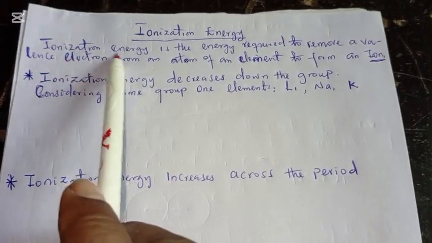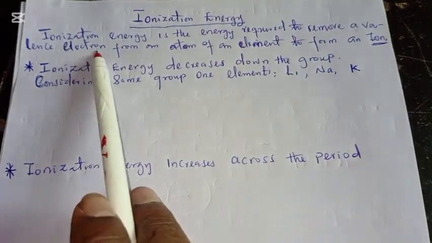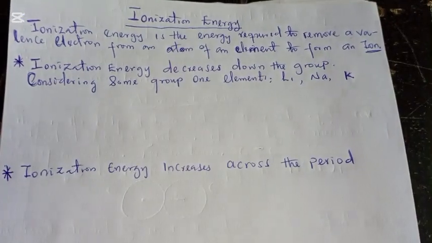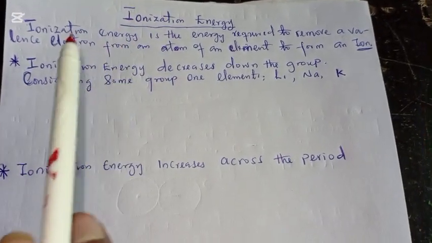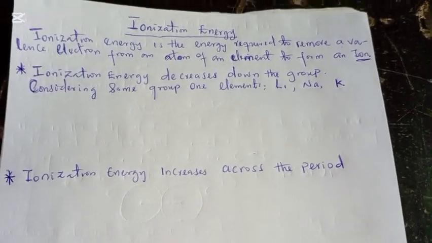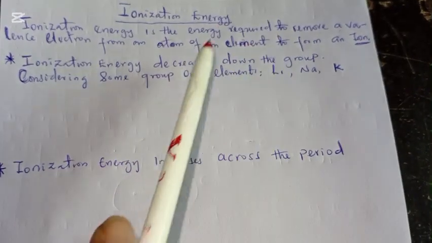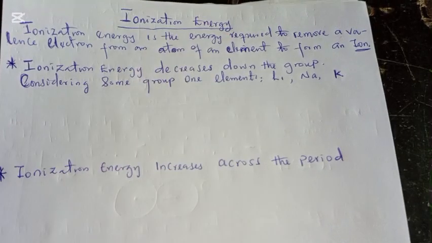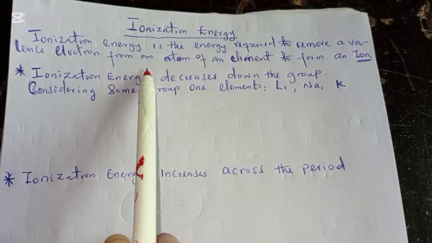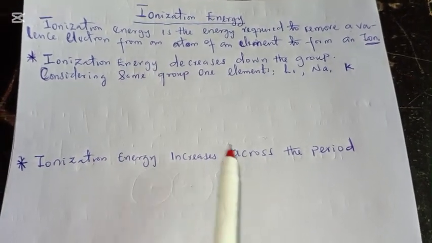So ionization energy is the energy required to remove a valence electron from an atom of an element to form an ion. So our bone of contention is the electron found in the valence shell. Yes, the energy required to remove the valence electron from an atom of an element to form an ion is called ionization energy. But then, what happens to the ionization energy of atoms when we move down the group of the periodic table and also across the period from the left to right?